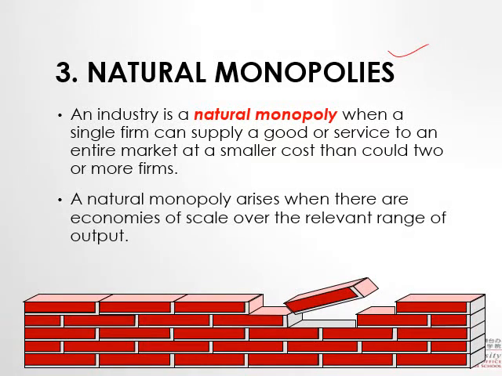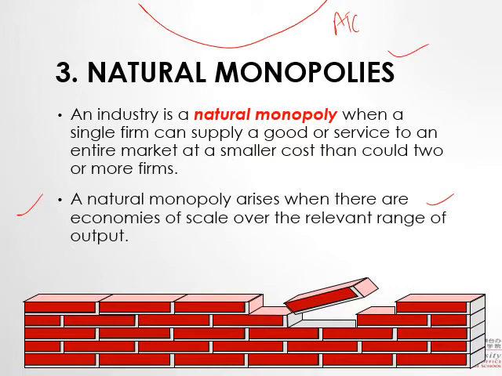So an industry is a natural monopoly when a single firm can supply a good or service to an entire market at a smaller cost than could two or more firms. So basically, recall our discussion from cost of production that the average total cost is a U-shaped curve, right? A natural monopoly arises when there are economies of scale over the relevant range of outputs.